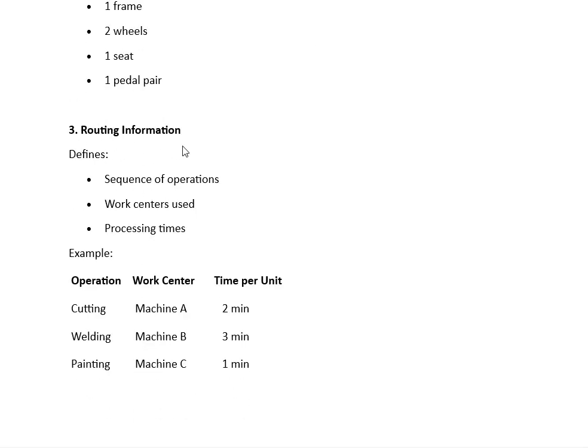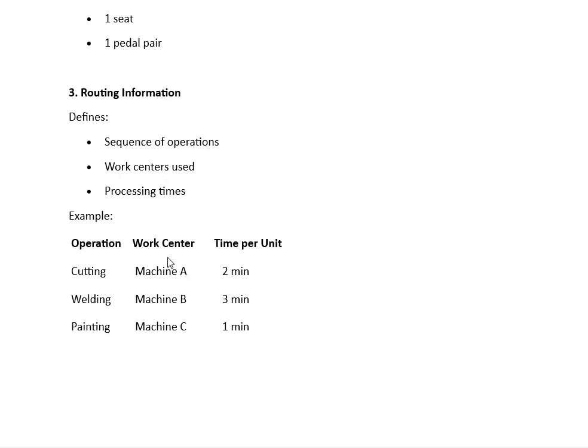Third one is routing information. It defines the sequence of operations, work centers used, and processing times. Example: operation, work center and time per unit. For the cutting operation, the work center is machine A and time per unit is 2 minutes. For the welding operation, the work center is machine B, time per unit is 3 minutes. For the painting operation, the work center is machine C and time per unit is 1 minute.